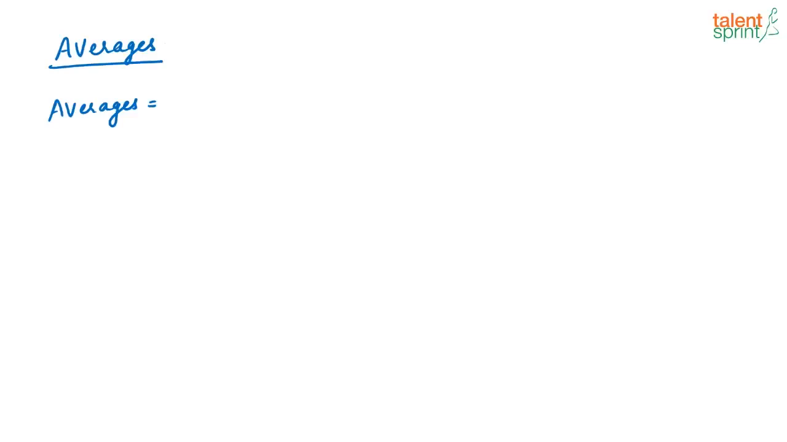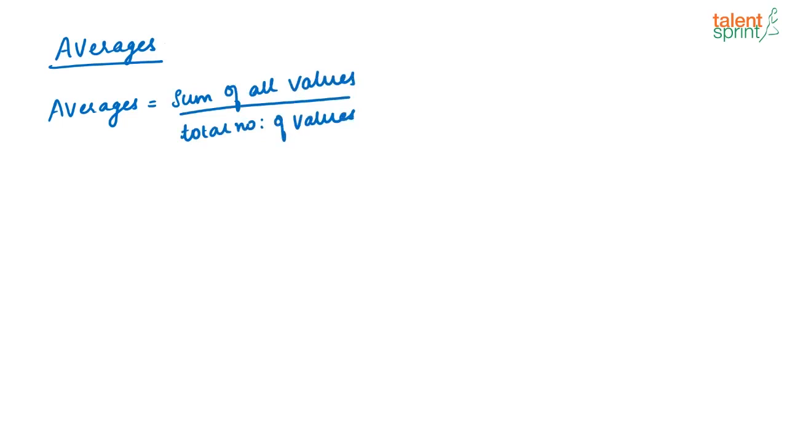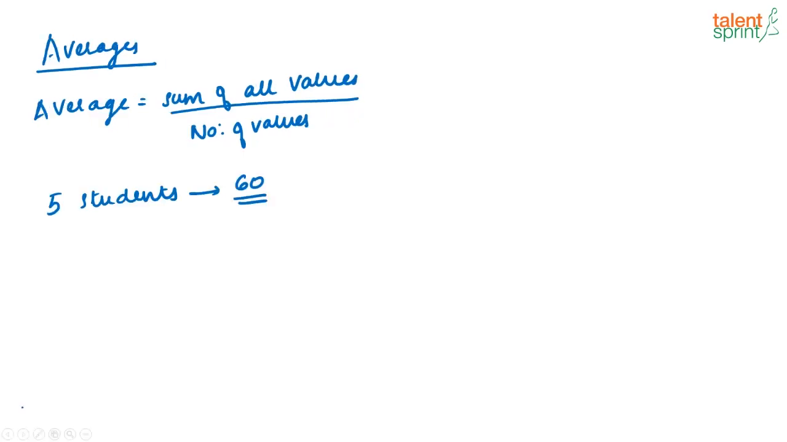So what's the basic definition for averages? Average is defined as the sum of all values divided by the total number of values. Correct? So average is equal to the sum of all values divided by the total number of values. Or what can I say? Average is the equal distribution of the total amount among given values. So this is the basic definition for averages, right? So what is the other way in which you can define average? Average is nothing but equal distribution of total amount among given values.